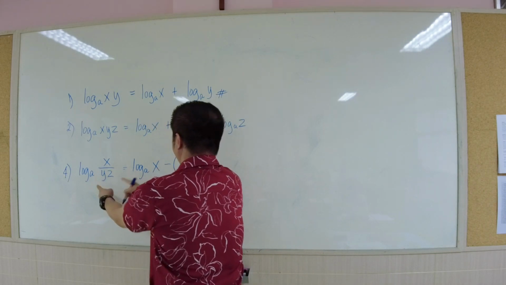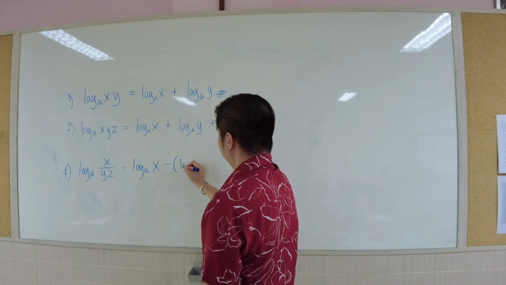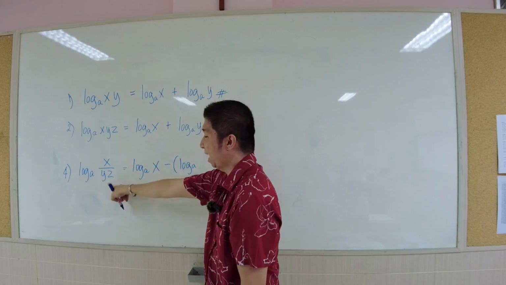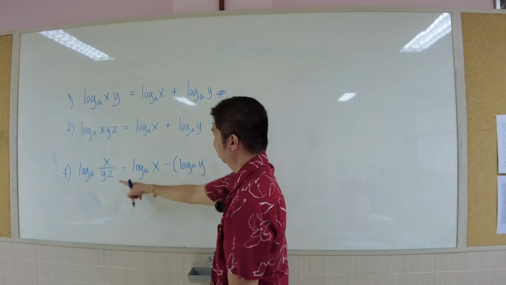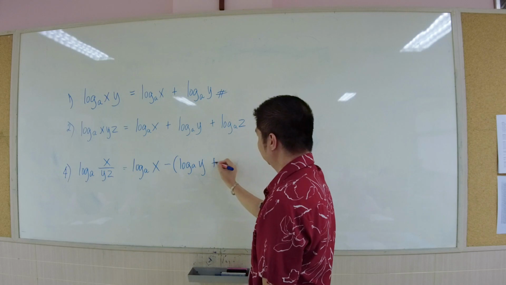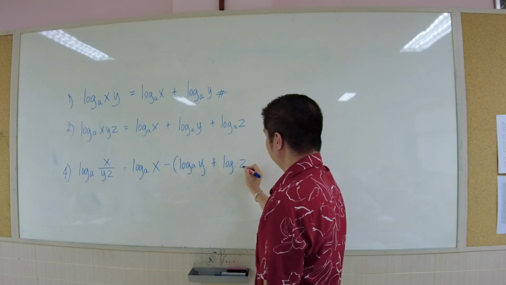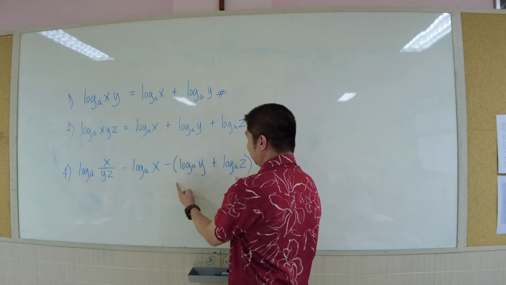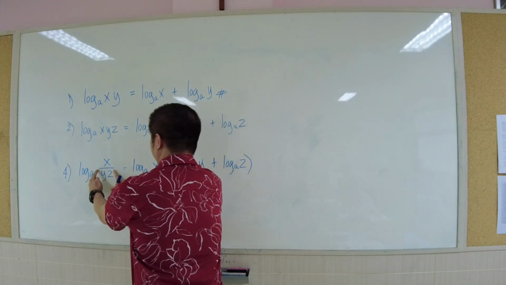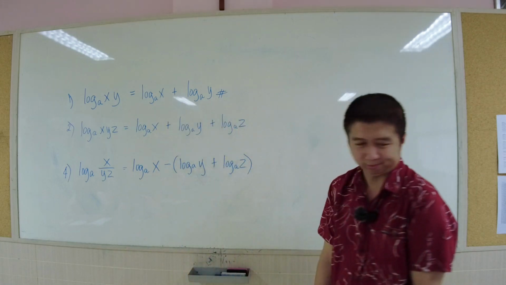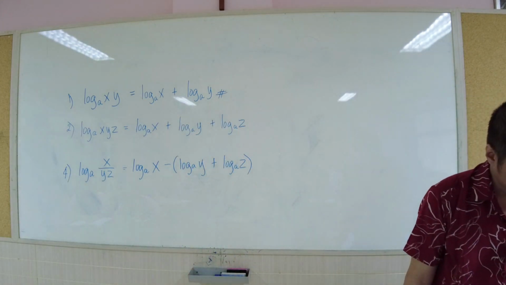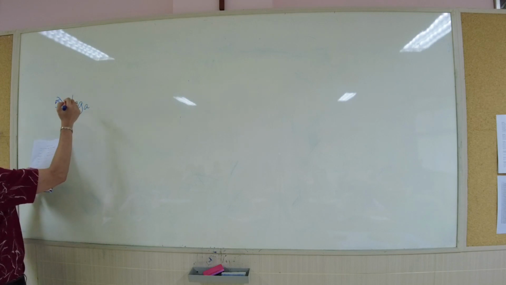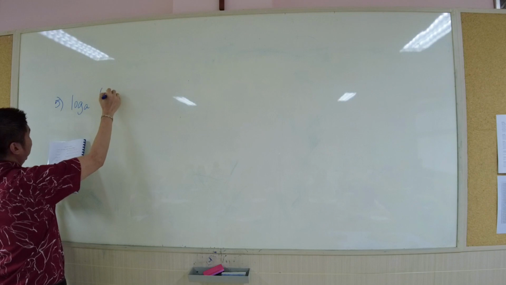Then logarithm of, this is multiplied, y plus logarithm of z. Don't forget the parentheses. It means that both of them are the denominator. If I do it for you, it is cheating already because that's the exact answer.